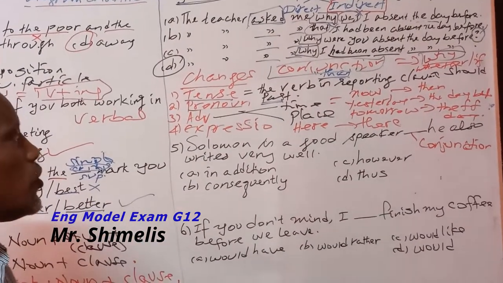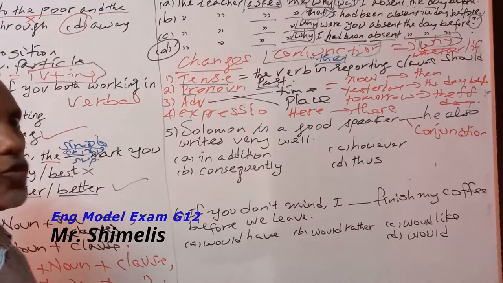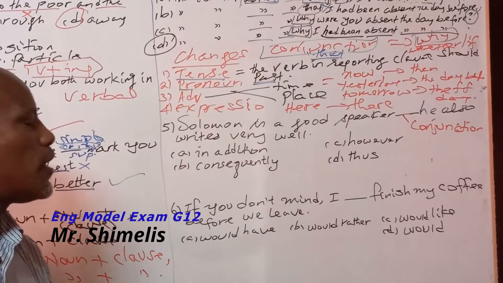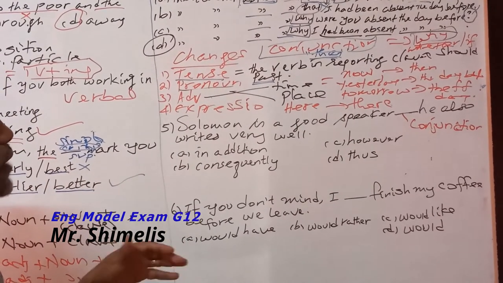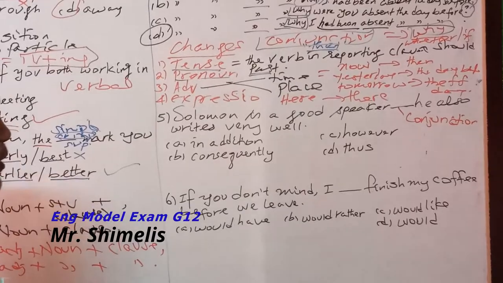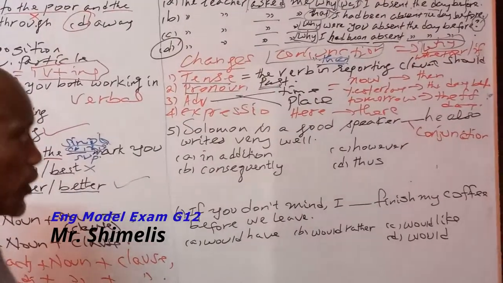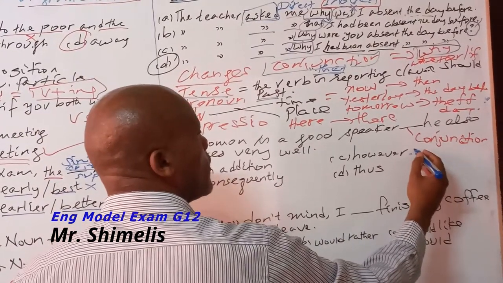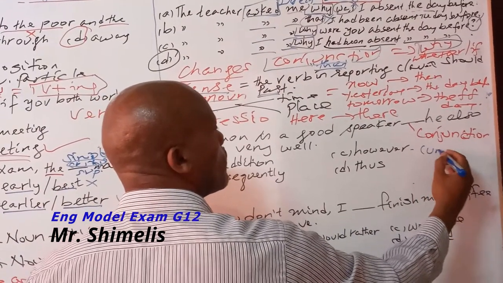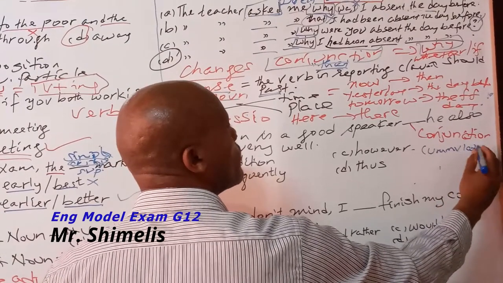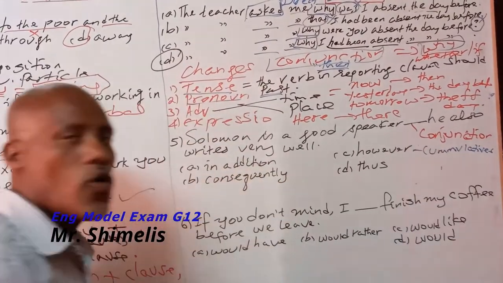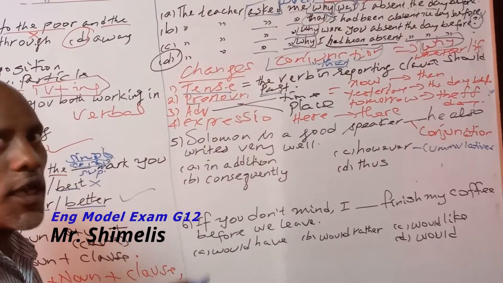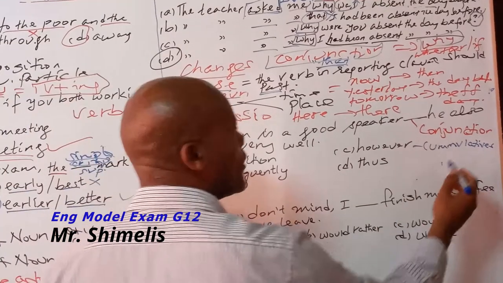In lower grades, you have learned that there are two types of conjunctions, correlative and coordinating conjunctions. But now, at a higher level, grammarians have categorized conjunctions into four, okay? Into four. The first one, we call them cumulatives, okay? All conjunctions that show additions of an idea over an idea are categorized under cumulatives.